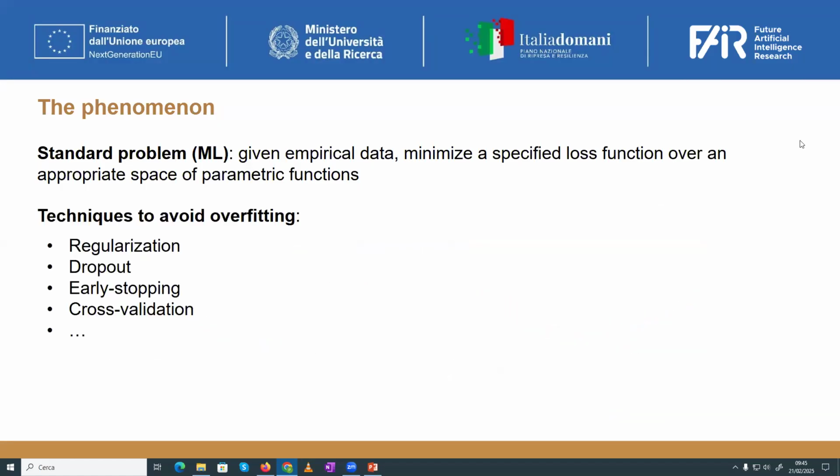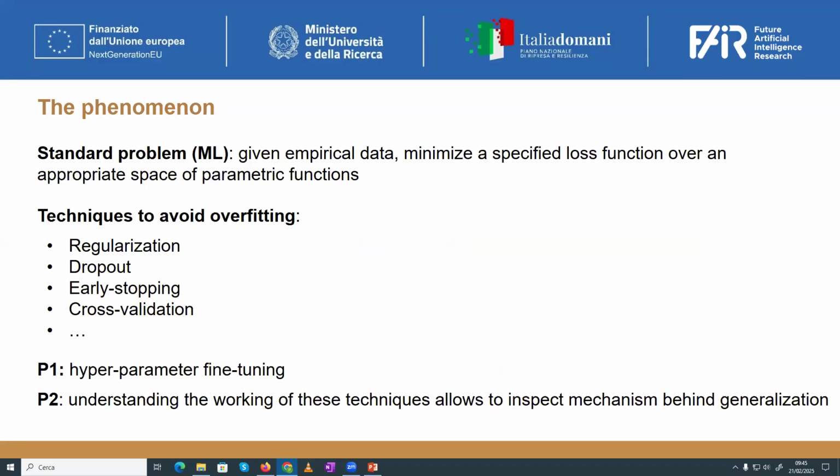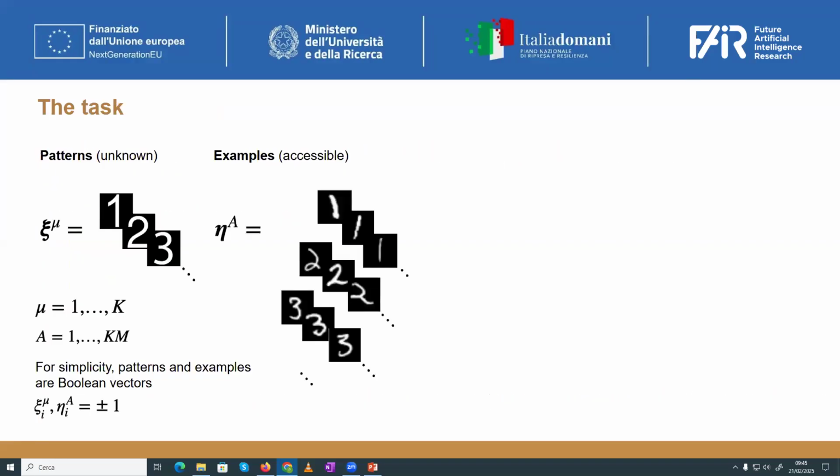Of course, there are a lot of techniques which are used to avoid the overfitting regime. And from a theoretical point of view, the working principle of these techniques can be used to gain understanding of the working regimes lying behind the emergence of generalization. So this is the crucial point of our investigation.